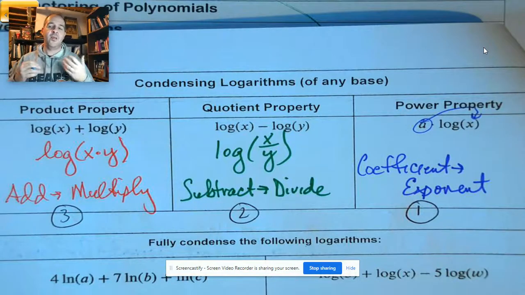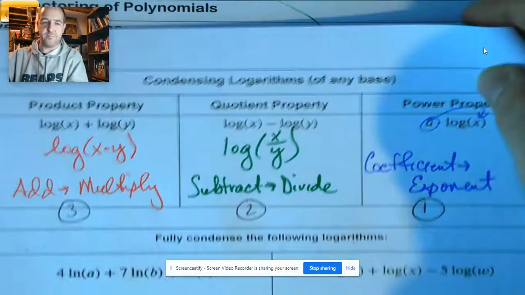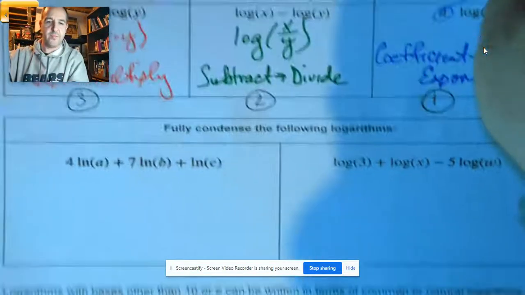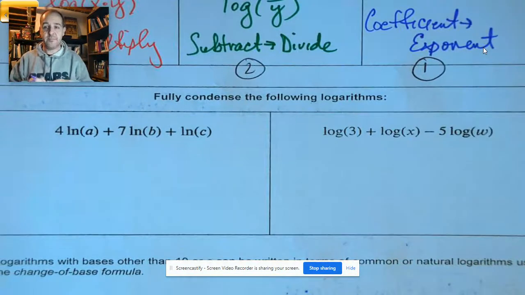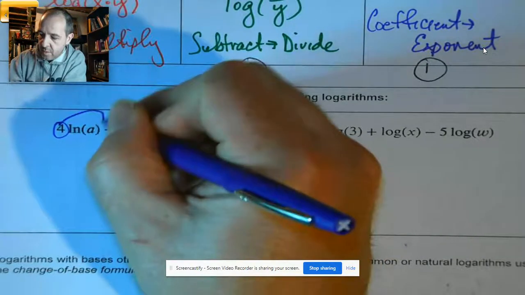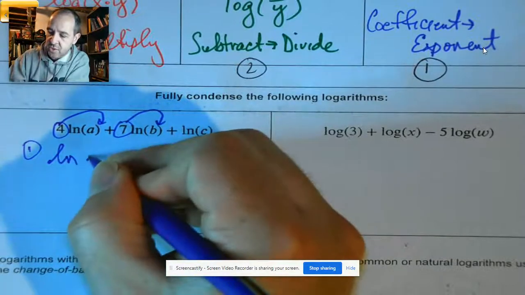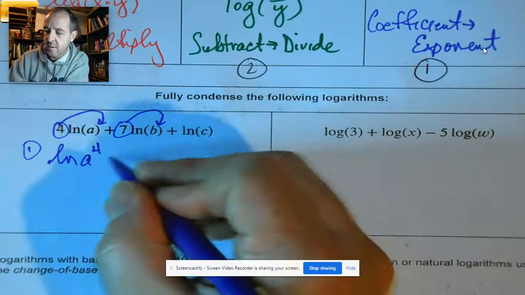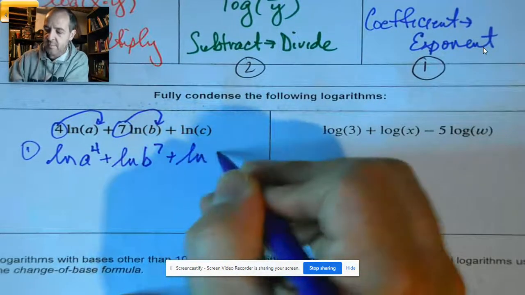Now again, do you have to necessarily? This can get to be quite the mess if you don't, especially if you don't do these first. So I'll probably talk about that here for a little bit as we're looking at them anyway. So, fully condense. We're going to take our own advice. If we have coefficients, and we do, those are going to become exponents first. So the natural log of a to the 4th plus the natural log of b to the 7th plus the natural log of c.